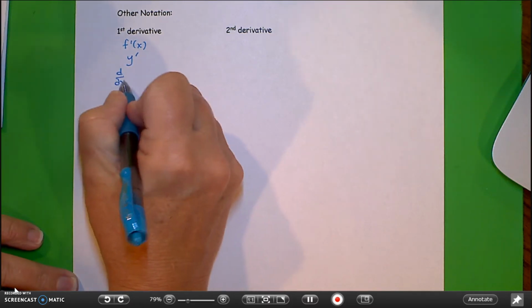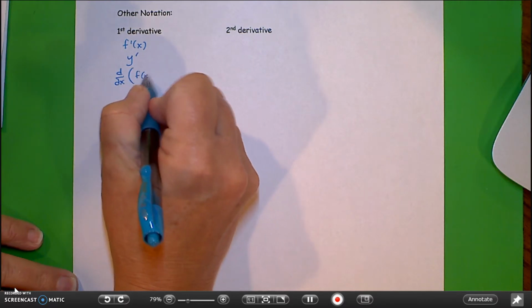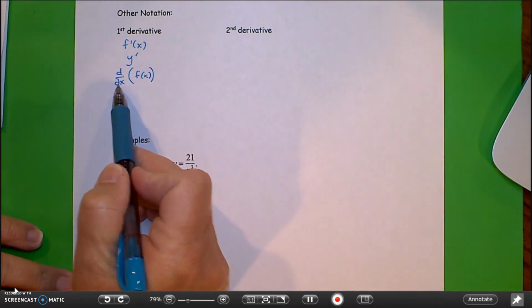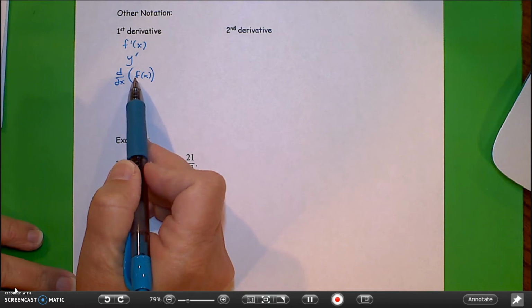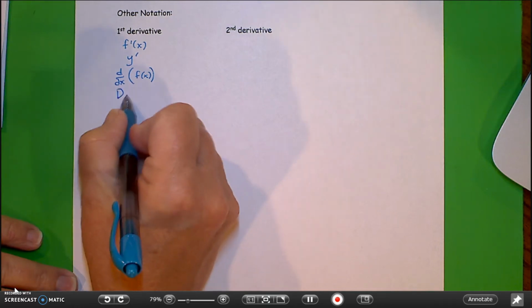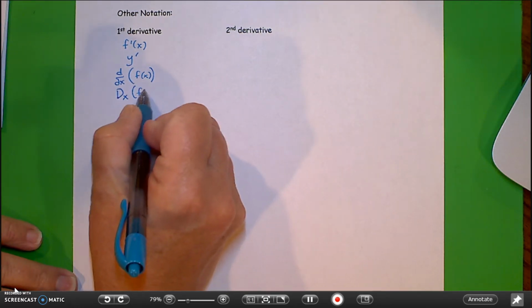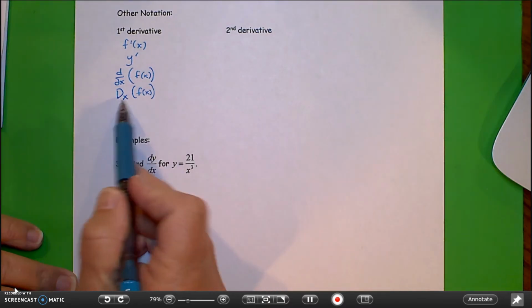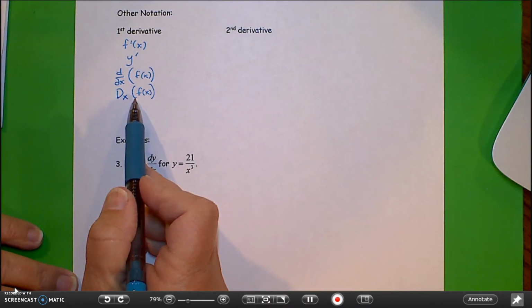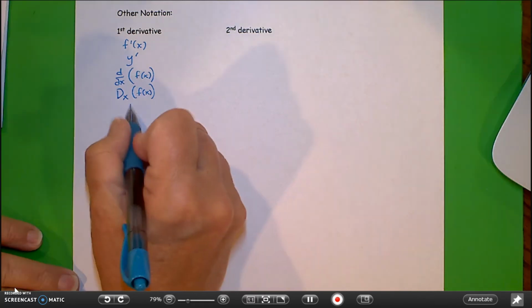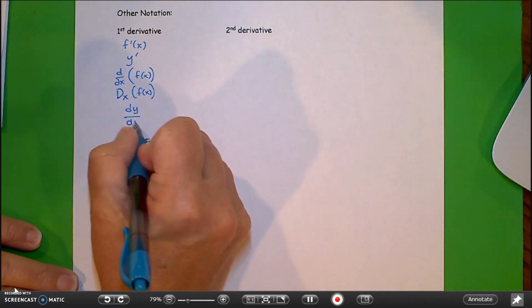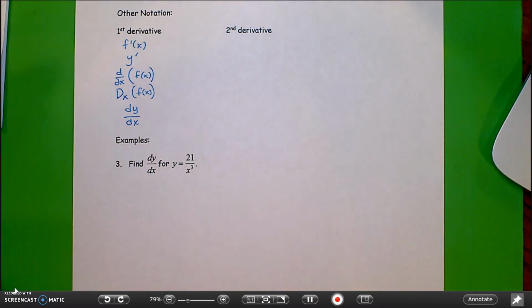How about this one, d dx of the function. So it's the derivative with respect to x of the function f of x. Also capital D sub x, also of the function. So that means the derivative of f of x. And then you've seen this one before too, just dy dx. Those are all first derivatives.